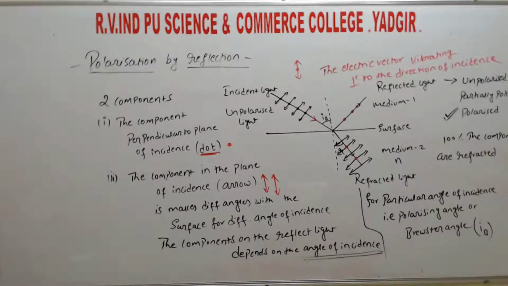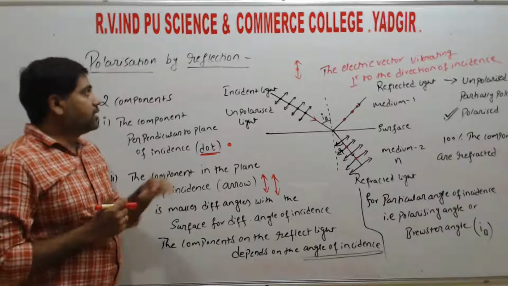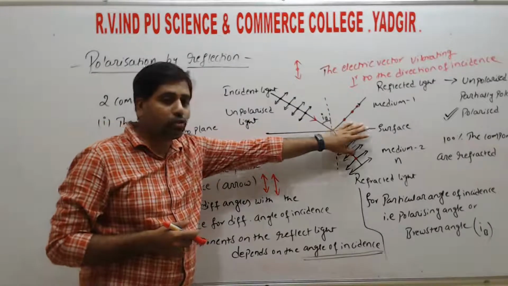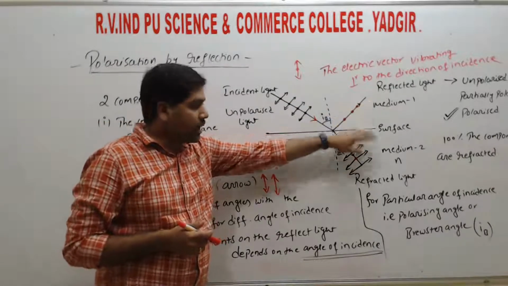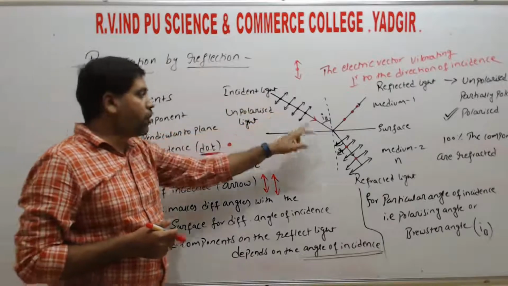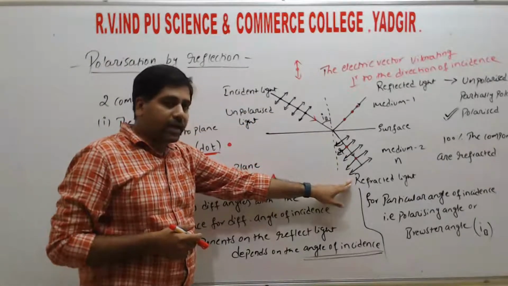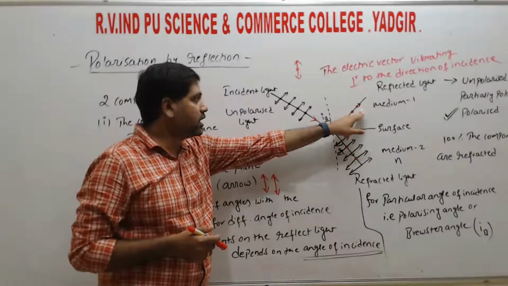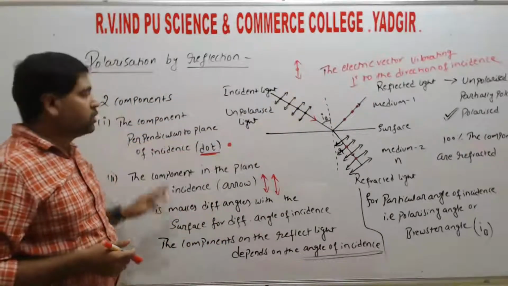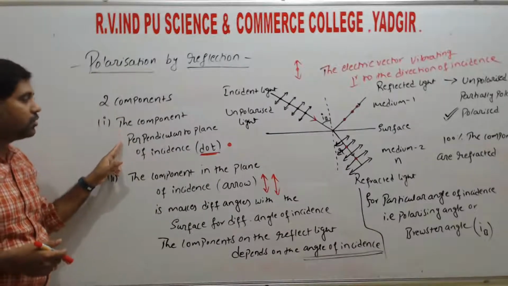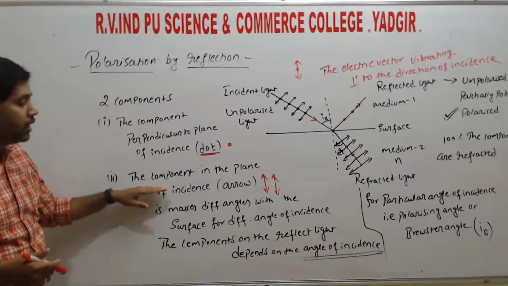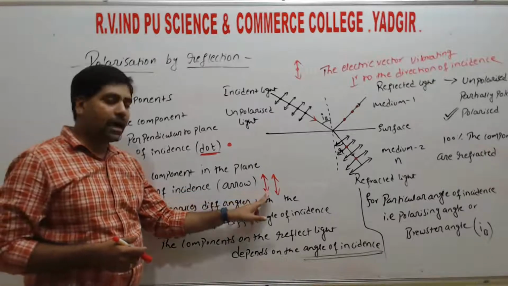So what happens in polarization by reflection? As we studied earlier, when a beam of light is incident on the surface which separates two transparent media, some part is reflected and some part is refracted. Here we are studying polarization. For studying polarization in reflected light, we consider the unpolarized light as two components. One is perpendicular to the plane of incidence, the dot, and the second is in the plane of incidence, the arrow mark.